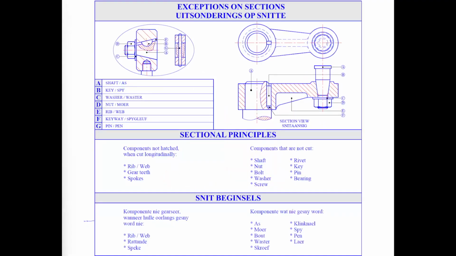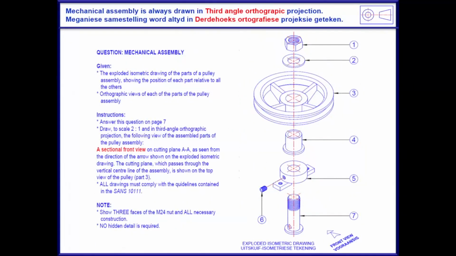You need to study the theory on sectional principles and also the exceptions on sections. This page is located on the cover page of chapter 2, and this will enhance your knowledge when answering assembly questions. As previously stated, we will discuss the hatching principles at a later stage during this presentation. It is very important to read through your question carefully.